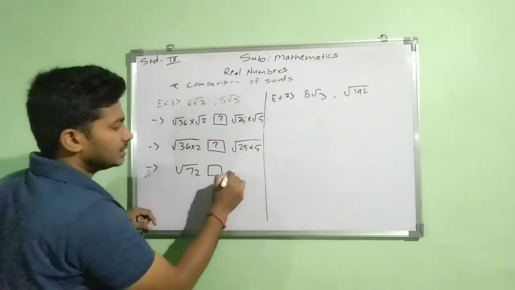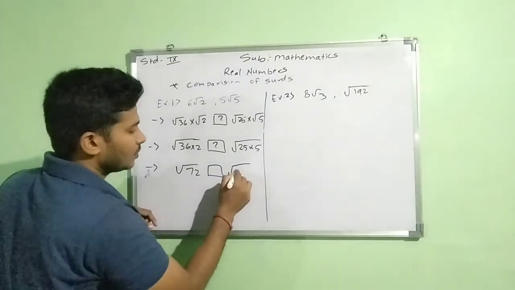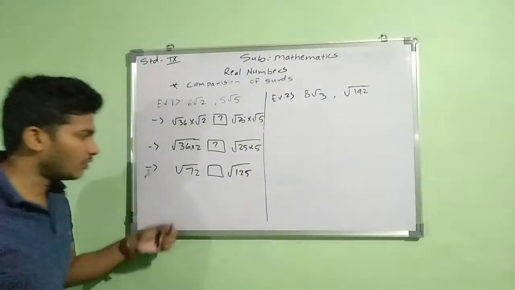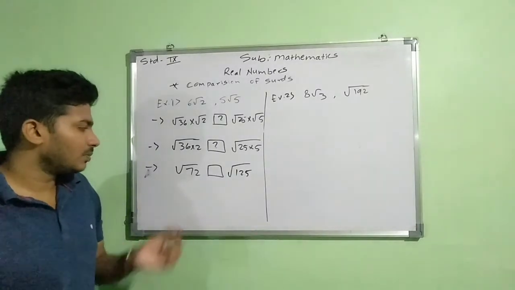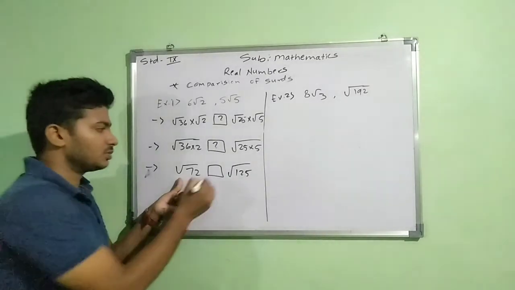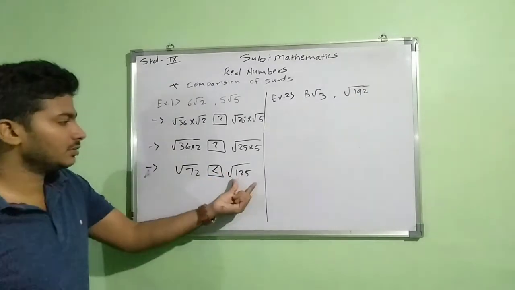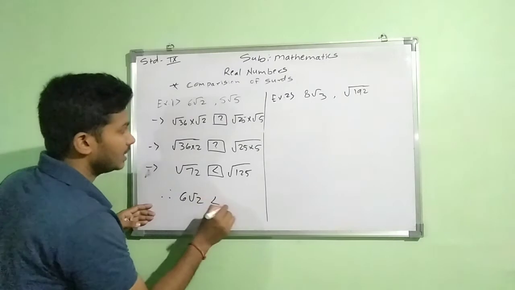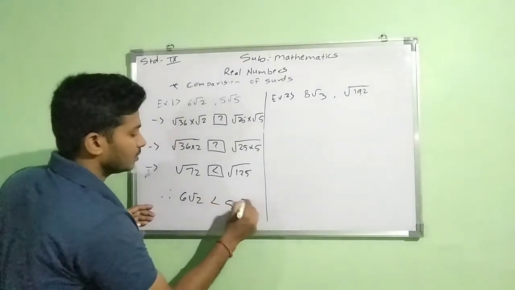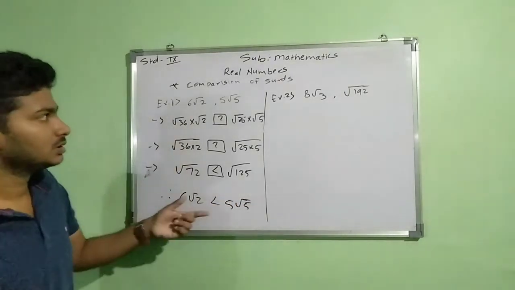And if you multiply inside the bracket here, we will get 125. Now we know that square root of 125 is greater as compared to the square root of 72. Therefore, the second term is greater. So we can write, therefore, 6 root 2 is less than 5 root 5. So this is how we have to compare the surds.